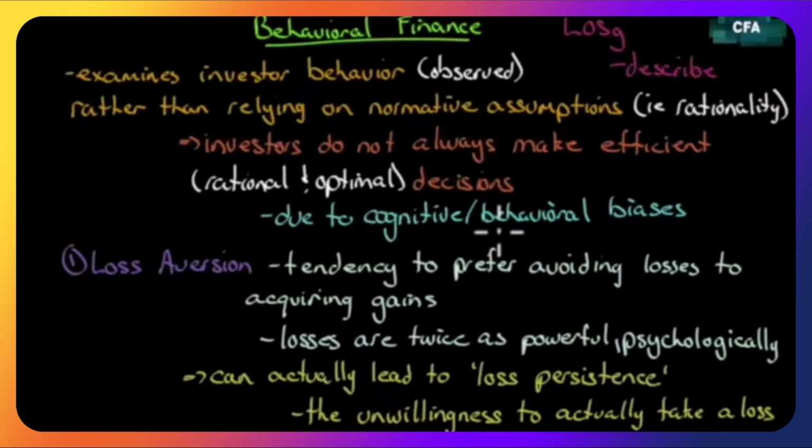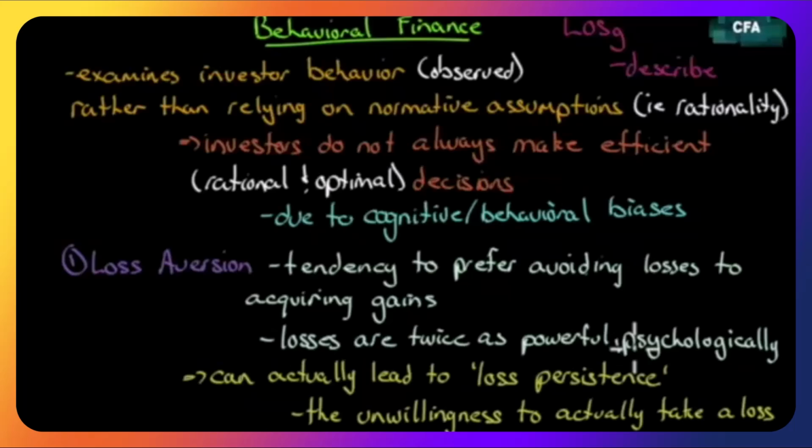Okay, let's look at some of these biases. Number one, loss aversion. The tendency to prefer avoiding losses to acquiring gains. And some people think this way. Some people look at situations and they think, what's my downside? Where could things go wrong? What can I lose? Other people look at situations and want to know, what's my upside? How much can I make? But in general, most people have a tendency to prefer avoiding losses as opposed to acquiring gains, because losses are twice as powerful psychologically.